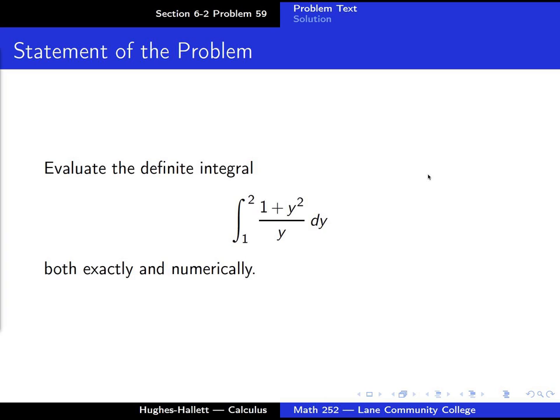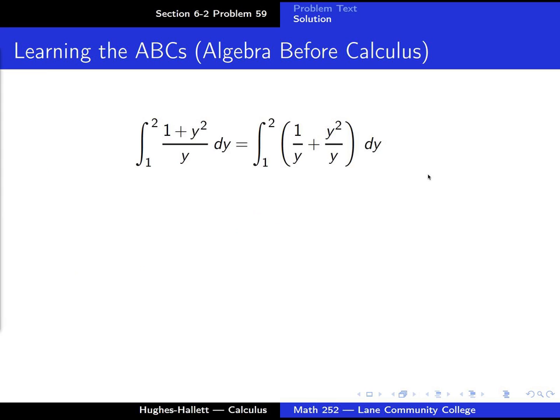I have a friend who calls this the ABCs of calculus because you want to do algebra before calculus. So here's the integral from 1 to 2 of the quantity we're working with. And all I've done here is do a little bit of algebra to rewrite this integral as a sum. The reason I've done that is because you can split integrals, whether they're definite or indefinite. You can split them across sums and differences.